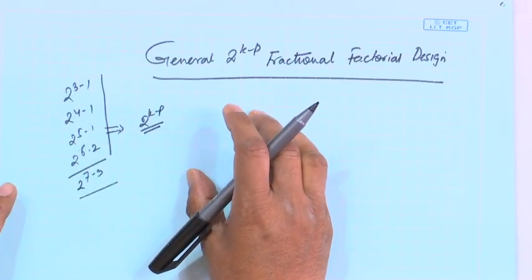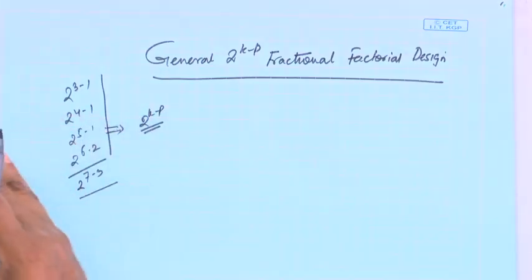This lecture you can say is the generalization of the previous lectures, and we assume that after going through this lecture you will be able to relate to the previous fractional factorial design lectures, as well as, given a fractional factorial design, you will be able to construct the design and interpret the results of this design.